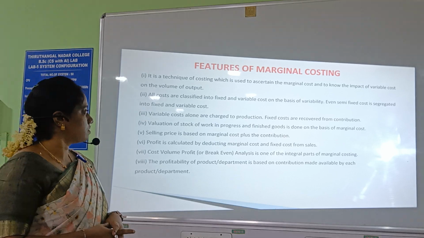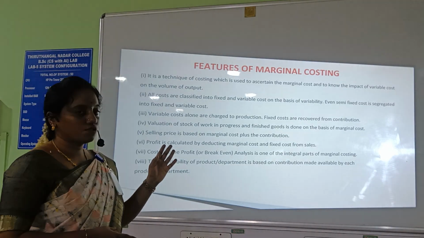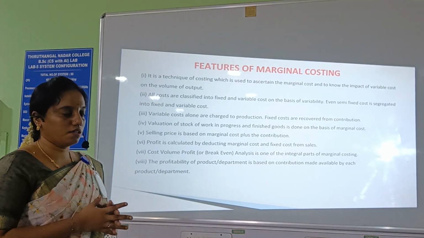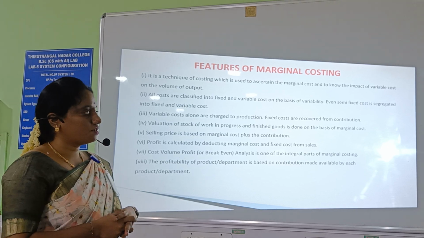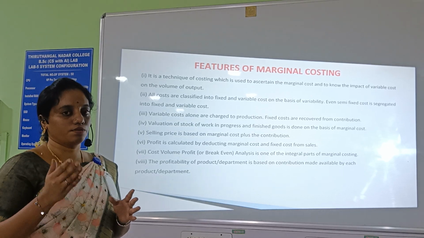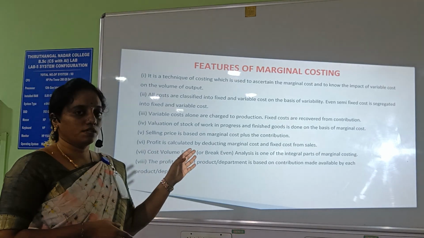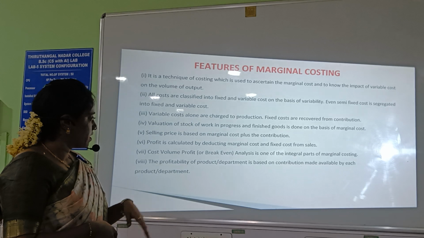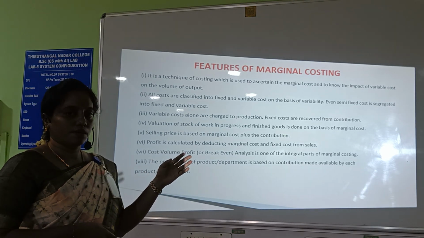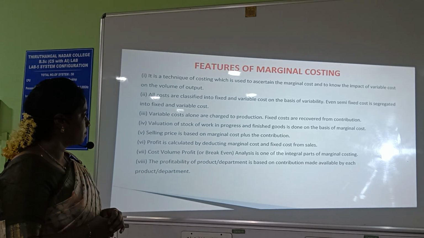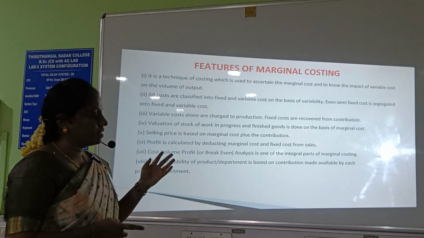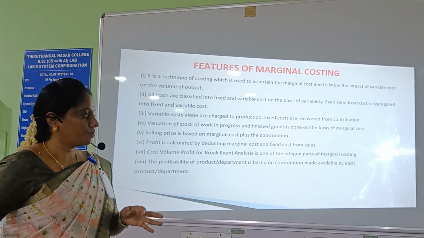So, features of marginal costing. Variable costs are charged to production, fixed costs are not charged here, as marginal costing is the cost of the additional unit which we produce. Cost volume profit analysis is one of the integral parts of marginal costing. Profit is calculated by deducting marginal cost and fixed cost from sales. Selling price is based on marginal cost plus the contribution.